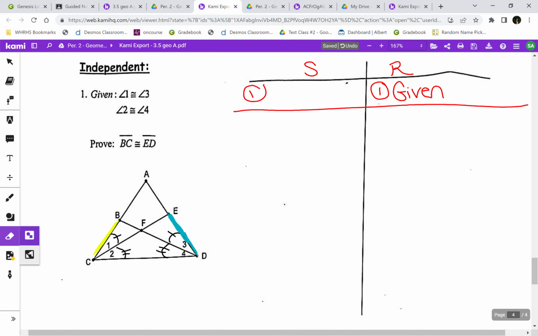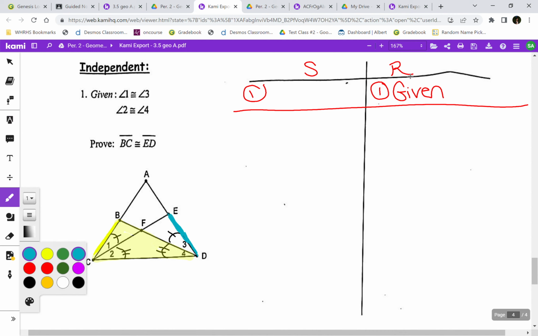So now I need different triangles. Does anybody see a different pair of triangles that we could potentially use? Adam. CBD and DEC. You got it. CBD, this bottom one, and ECD, this blue one. I'm going to redraw these triangles.